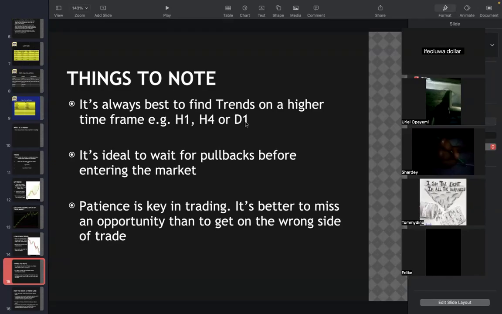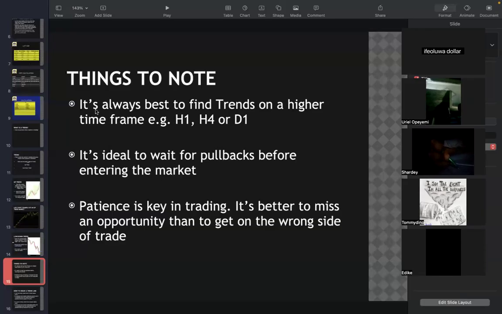On a D1, which is the daily time frame, all the candles actually form for one day each. You can see all these have to combine together. You have to understand everything together.